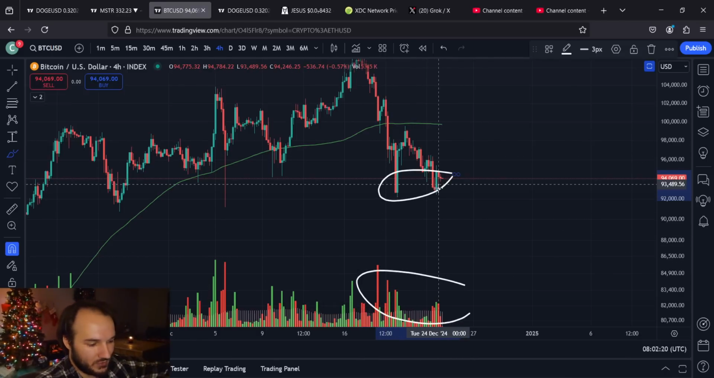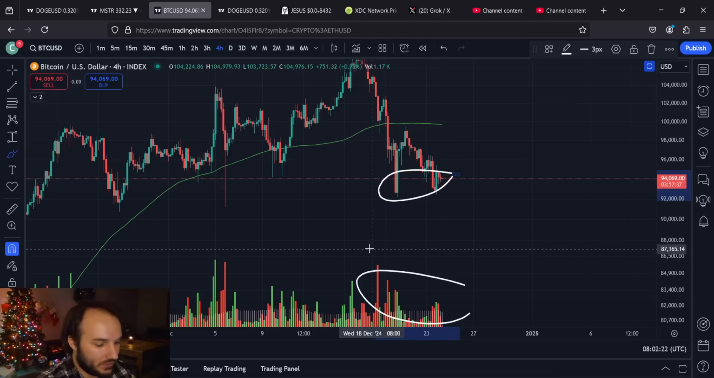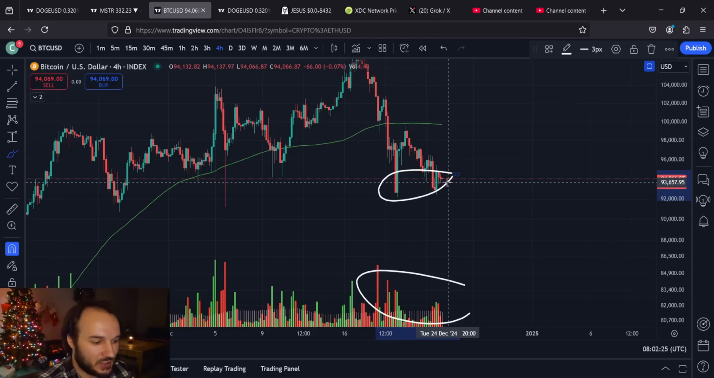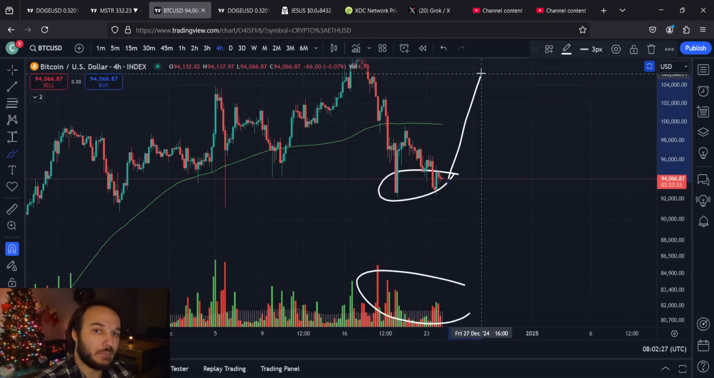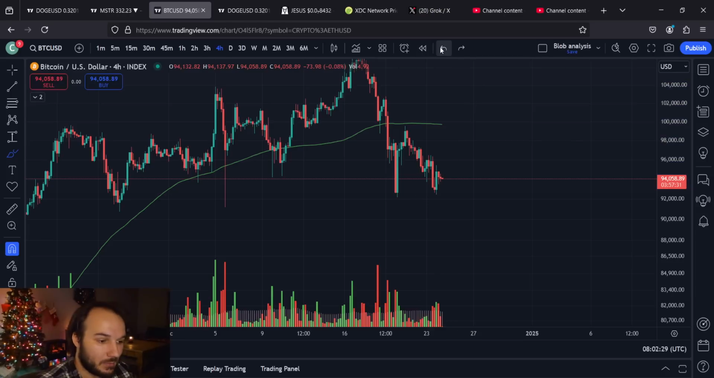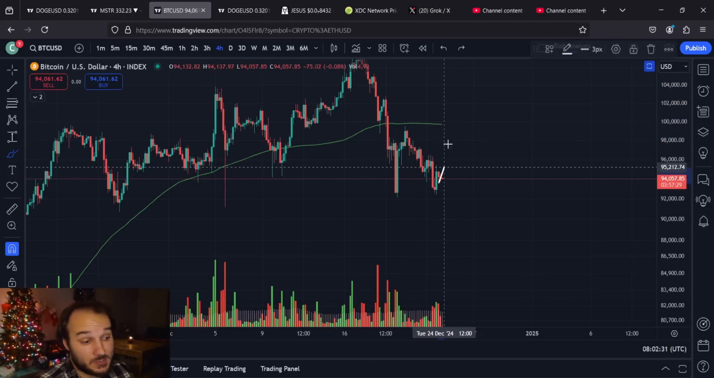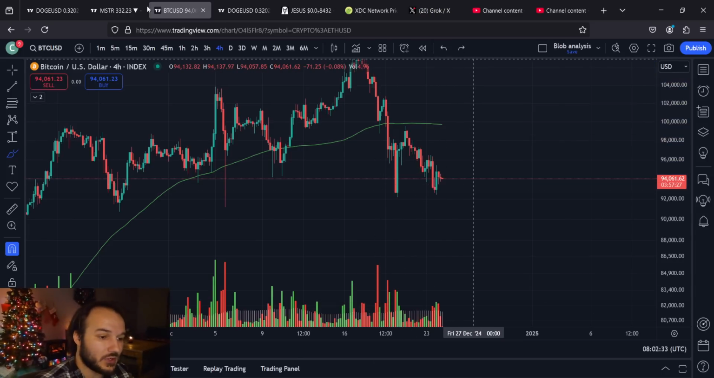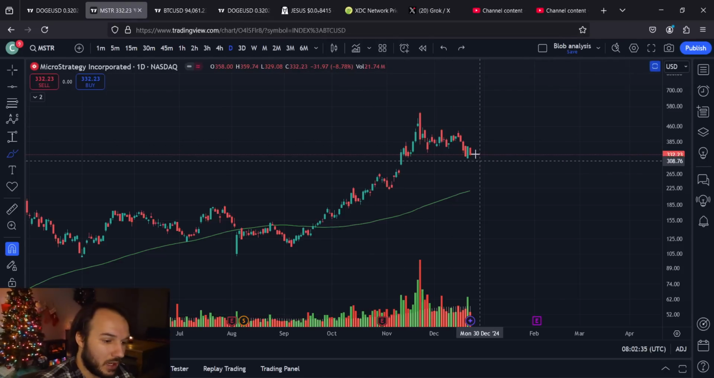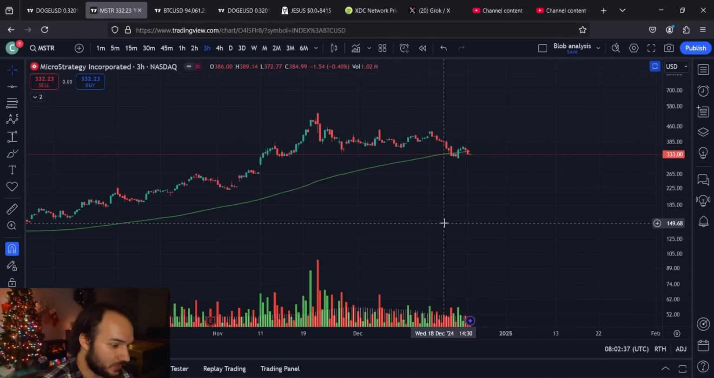If we flipped it and it was a double top with this kind of volume, I would be very scared that we were about to drop. But we're not at a double top, we're at a double bottom with this kind of volume. That gets me excited that we're actually about to rip, we're about to fly. So with that in mind, MicroStrategy probably likely finds a low here and starts to move up as well.